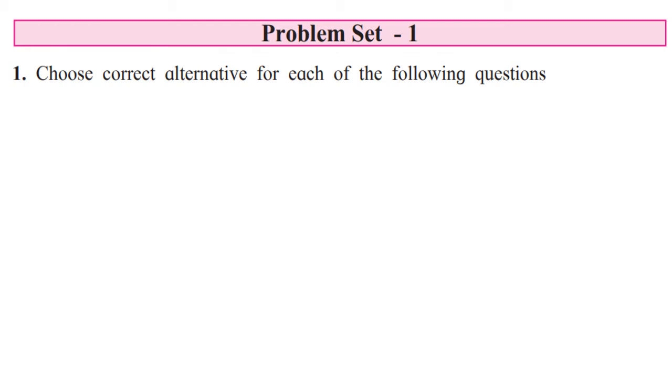In the problem set, the first question is always MCQs, multiple choice questions. I have discussed the board paper pattern with you, and in that you have seen that question number 1A is an MCQ question. And the heading will be: choose the correct alternative for each of the following questions.